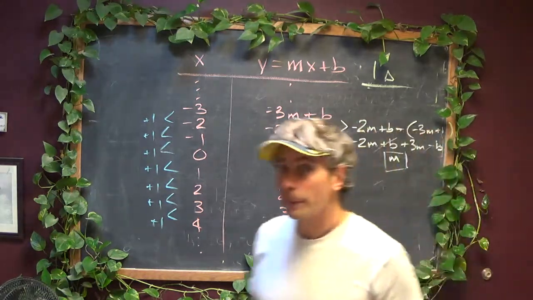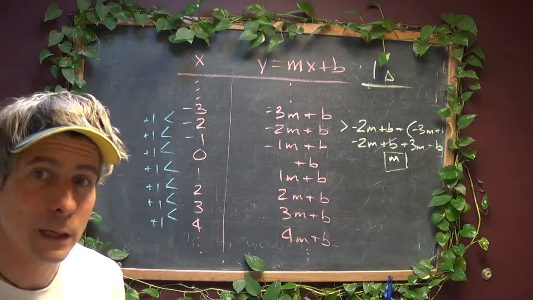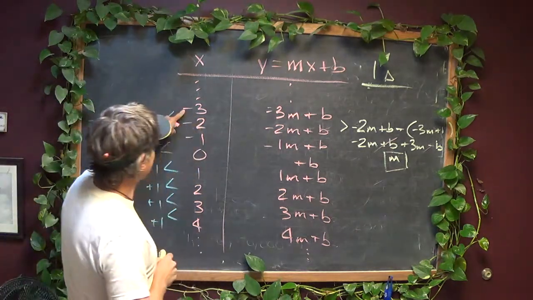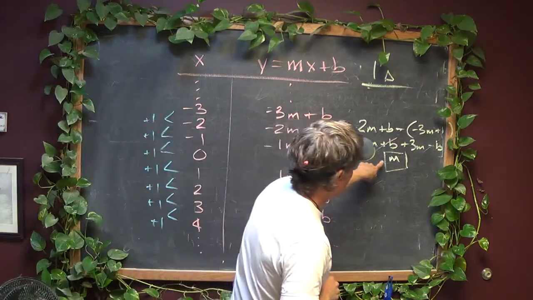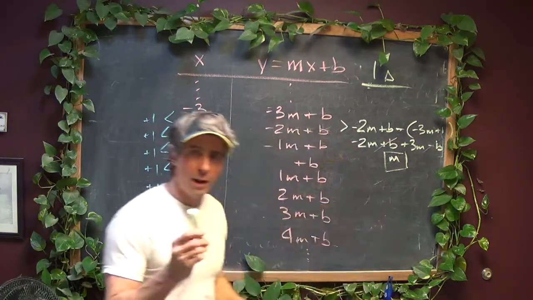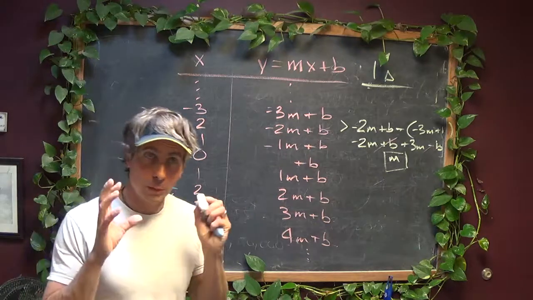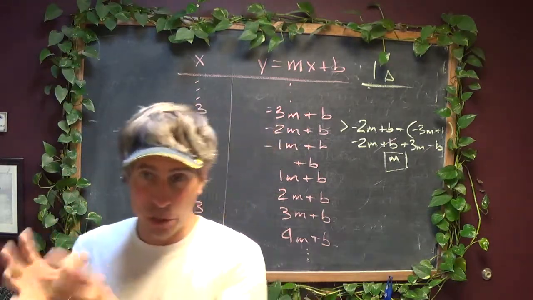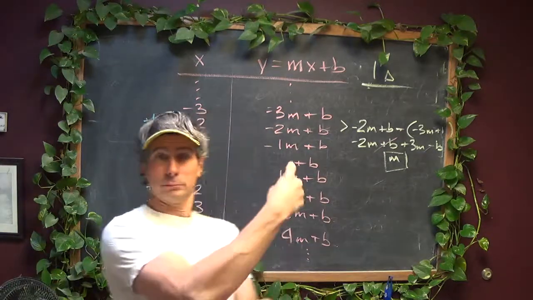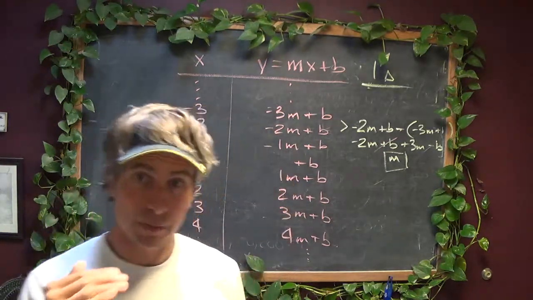Now that was a lot of work, but what we just saw was as x went from -3 to -2, y went up m. Y went up m. Now, I want you to think about that, and think about why that makes perfect sense. That's the definition of slope. Slope, m, in this case, is the rise over the run.